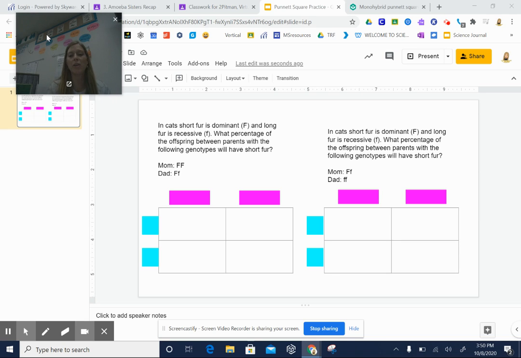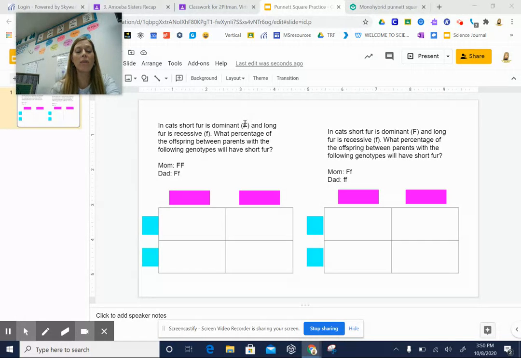Okay, for this assignment, you're going to have some more practice with Punnett squares before we start our fish stick simulation. So in this scenario, we have cats. In cats, short fur is dominant with the capital F allele, okay? And long fur is recessive with the lowercase f allele. What percentage of the offspring between parents with the following genotypes will have short fur?